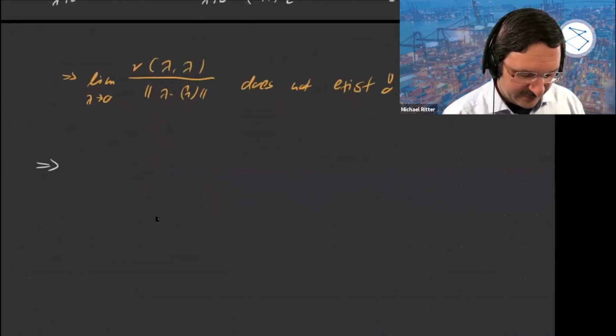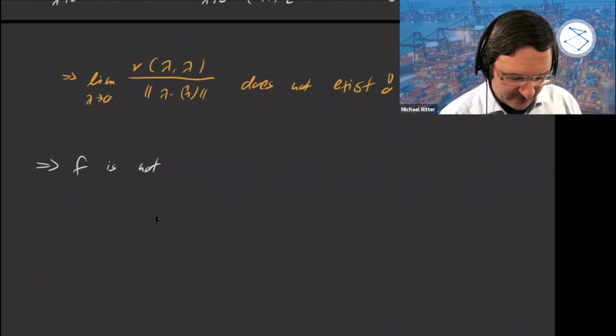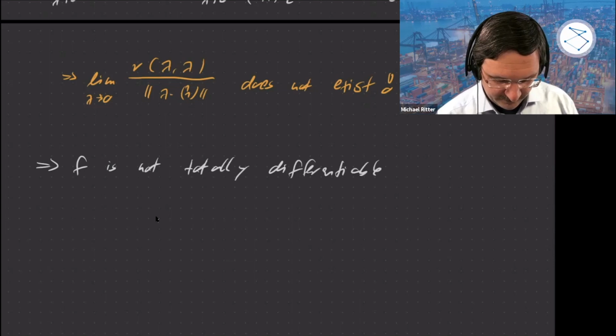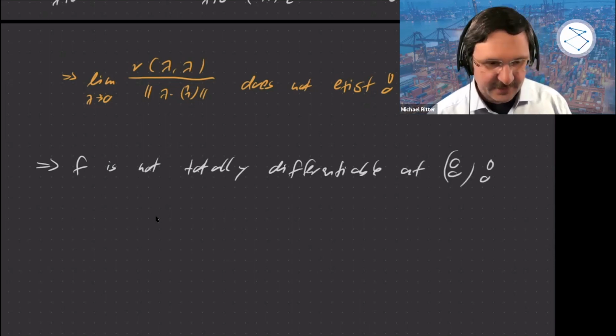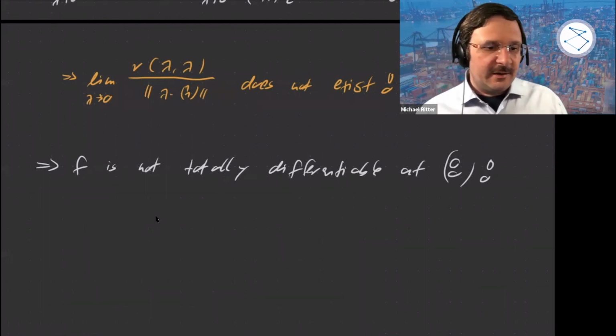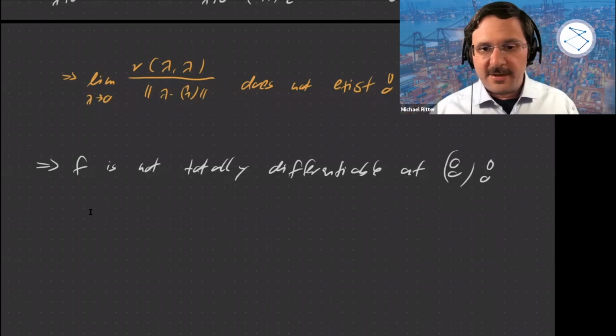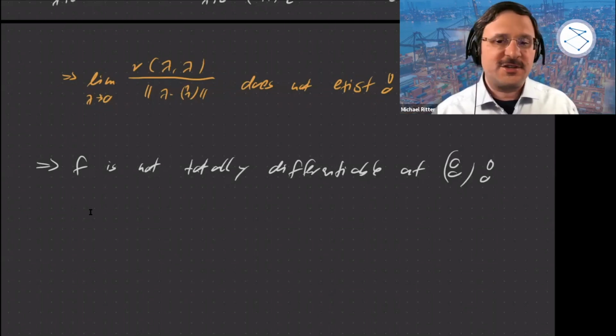So that means f is not totally differentiable at the origin (0, 0). Okay, and that's what we're supposed to find out in part B. Questions about this?